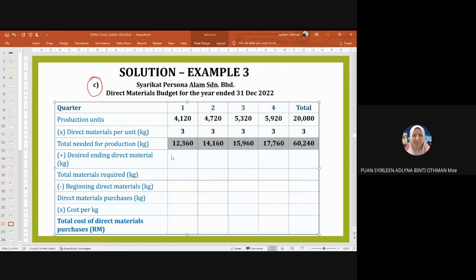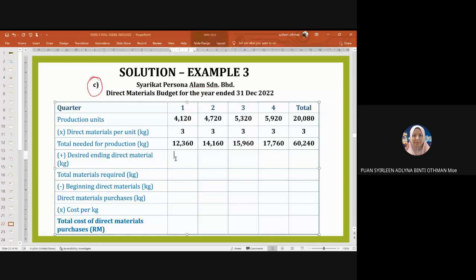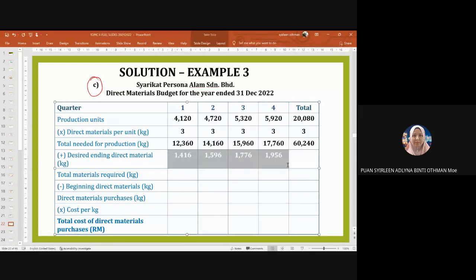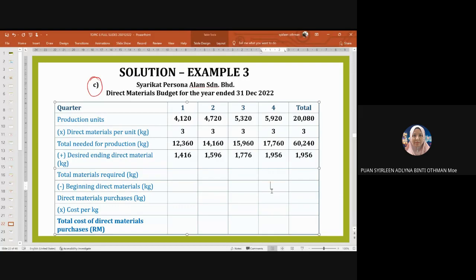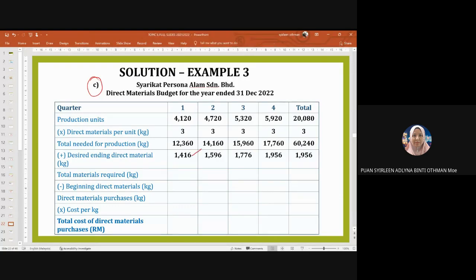Ending inventory we have already calculated. It's taken from the requirement, right? So the ending inventory is computed by the rate given there, 10%. As I told you earlier, this is 10% from here. Okay, it's 10%. This is 10% from here, and this is 10% from here. This is given in the question.